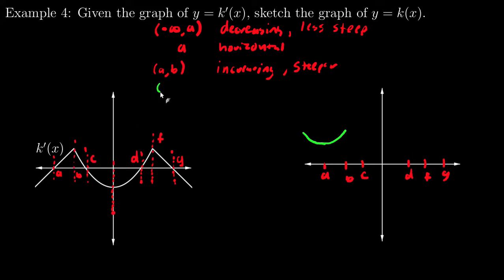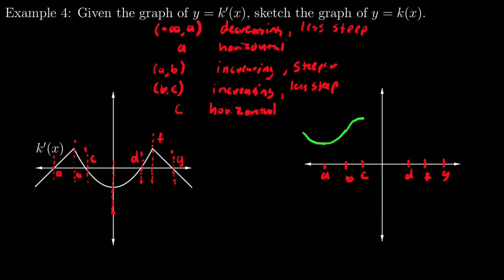So from B to C, and this is where people start messing up. From B to C, my derivative is still positive because I'm above the x-axis, so I will still be increasing, even though the derivative itself is decreasing, but it's positive, which means I'm increasing, but it's getting towards 0, so it'll be less steep. And so at C, we hit 0, and that means I'll be horizontal again. So starting here, less steep, less steep, less steep, horizontal.